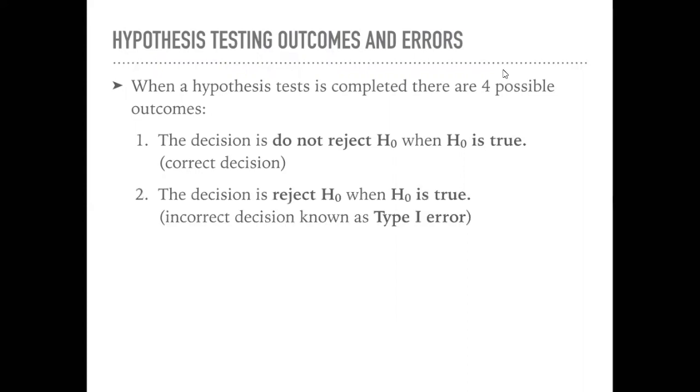In the second one, we could make the decision to reject the null hypothesis when the null hypothesis was true. This is going to give us something called a type 1 error. We made a wrong choice. Now, we don't know that we made a wrong choice, but we made a wrong choice here.